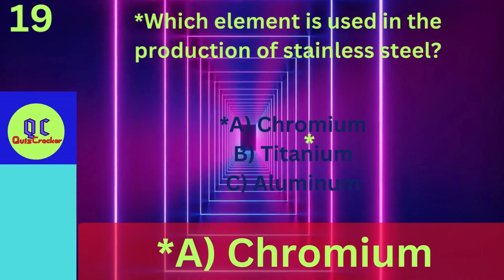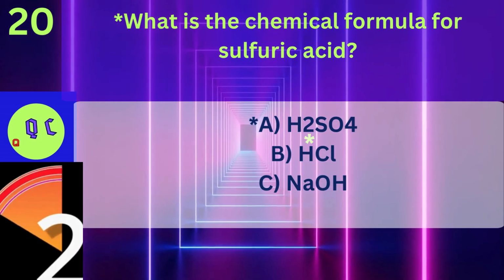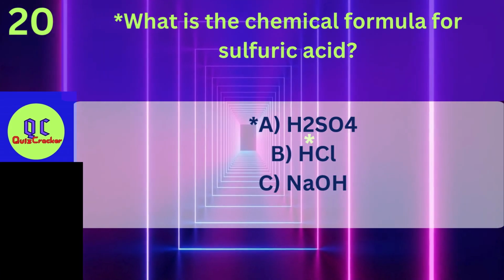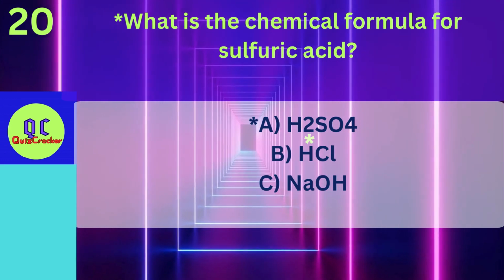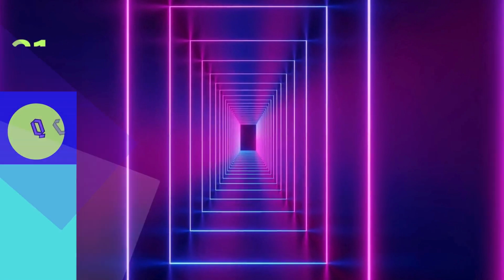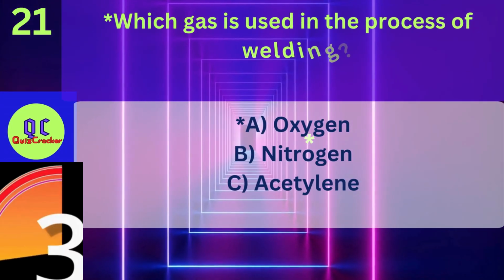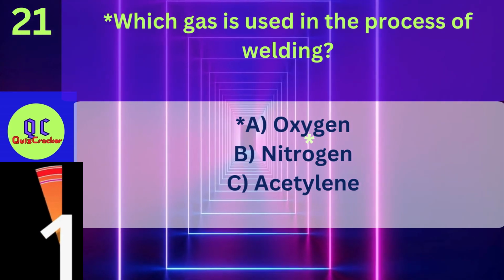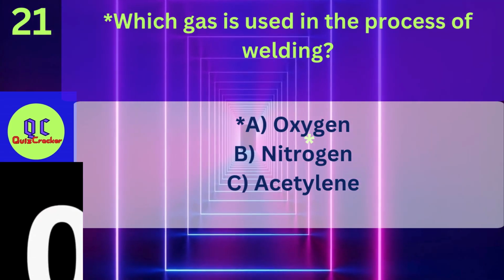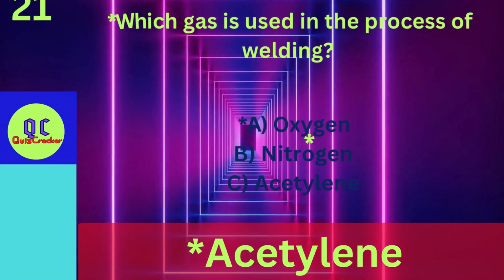What is the chemical formula for sulfuric acid? A. H2SO4. B. HCl. Correct answer, A. H2SO4. Which gas is used in the process of welding? A. Oxygen. B. Nitrogen. C. Acetylene. Correct answer, C. Acetylene.